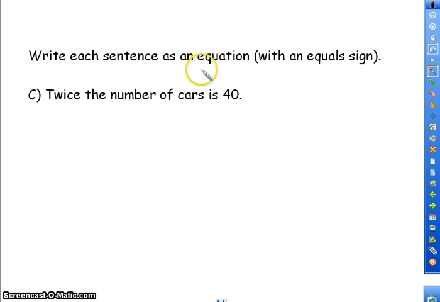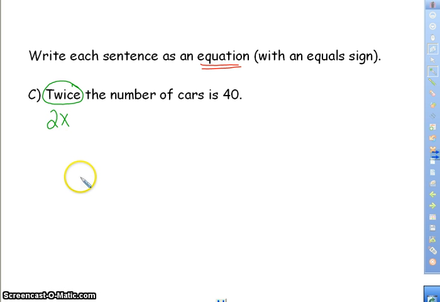Now we're going to write each sentence as an equation. So an equation does have an equal sign, so we're looking for those words is, equal to, equals. Once again, I always want to start looking for the operation. So it says twice the number of cars is 40. Now if you're not being careful and not using your chart, it could be kind of hard for you to find the operation. But we know twice represents what operation? Represents multiplication. And what are you multiplying? You're multiplying by 2. So it's twice the number of cars.